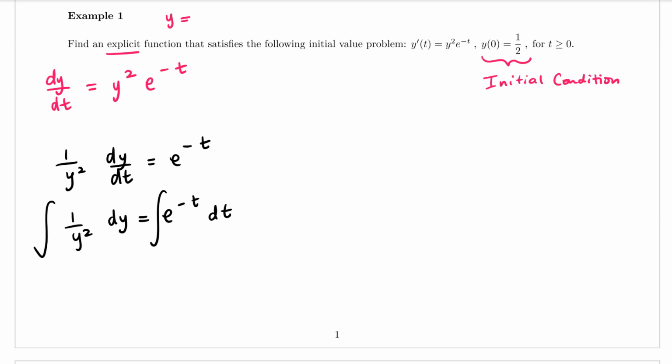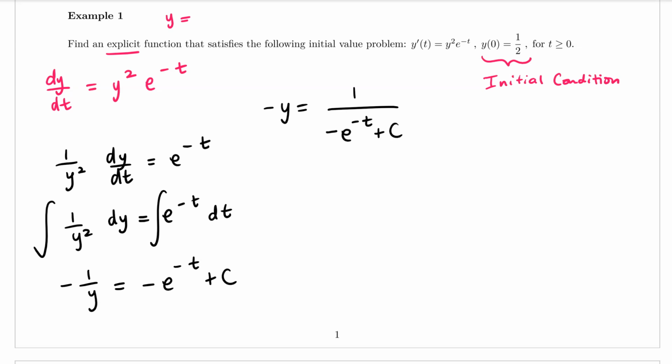From here, I can integrate both sides, and the integral of the left-hand side would be negative 1 over y. And then on the right-hand side, if we integrate that, we get negative e to the negative t plus some constant of integration. Now, to get this into explicit form, I'm going to take the reciprocal of both sides. And if I do that, we get negative y equals 1 over negative e to the negative t plus c.